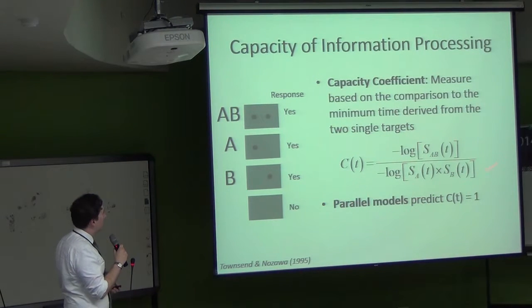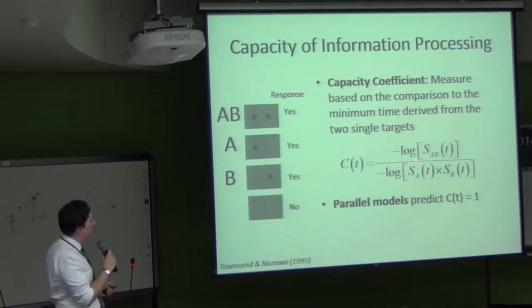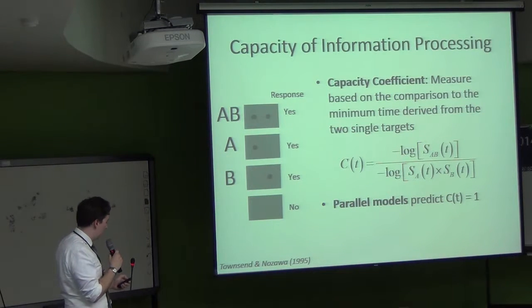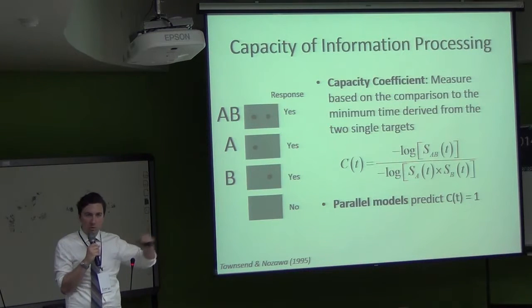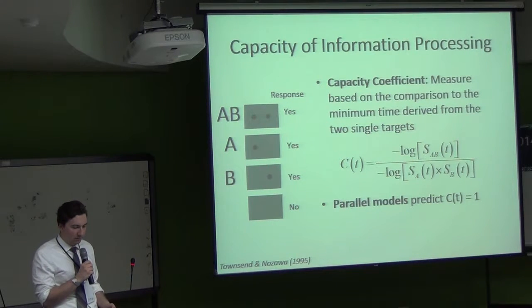So here gives you some understanding about what the workload capacity function is attempting to capture. What we have here is a ratio of the negative log of the survivor function from the double target over the negative log of the product of the survivor functions of the two single targets. The negative logarithm of the survivor function converts these survivor functions into hazard functions, which gives us the very nice property that the parallel models, this type of unlimited capacity parallel model, predicts that this capacity function should equal 1 for all response time. So it gives us a flat function we can use as a benchmark when looking at the other models.